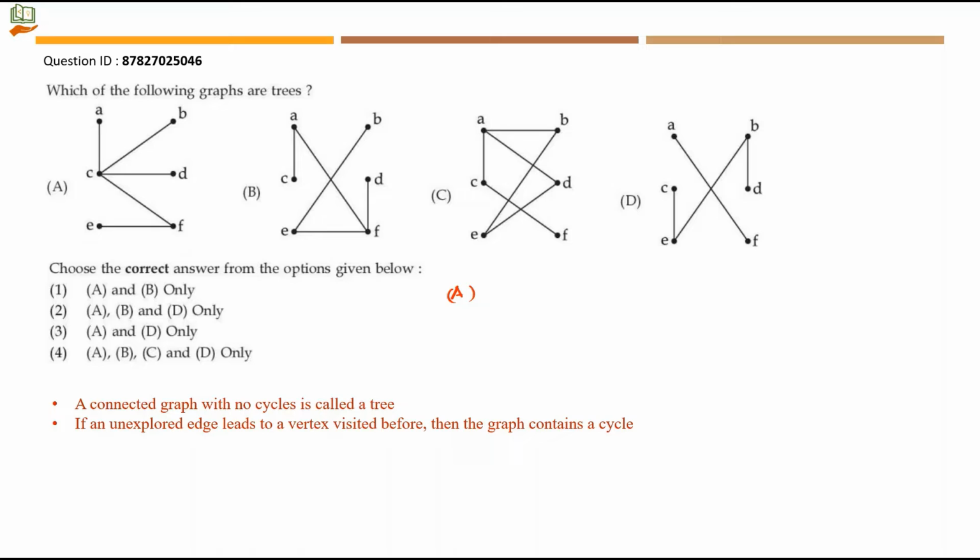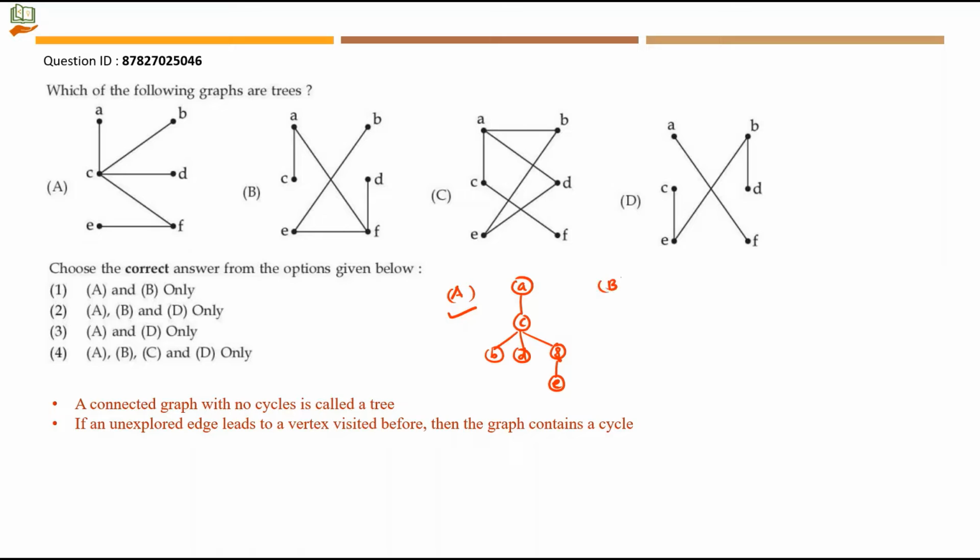So let's start with option A. So we will start with vertex A. From A we have to go to C. From C we have 3 branches, B, D and F. From F we have E. Is this a tree? Yes, this is a tree. So A is included, and A is included in all the options too.